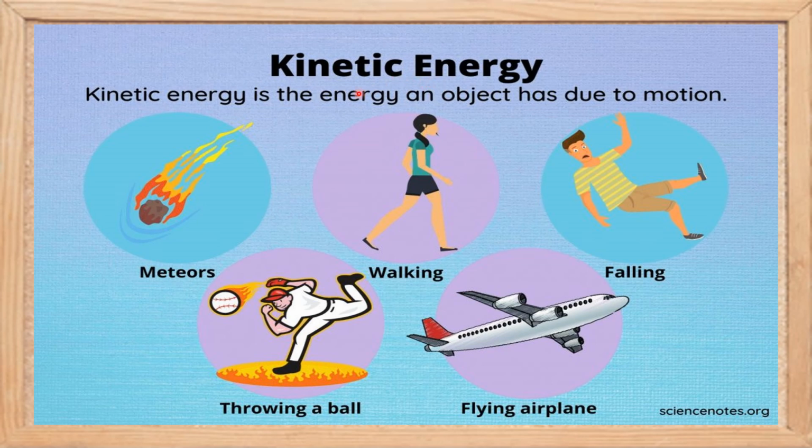For example, we have here space rocks, meteors, walking, falling, a flying airplane, or throwing a ball. All of them have motion. All of them have movement. Therefore, all of them possess kinetic energy.